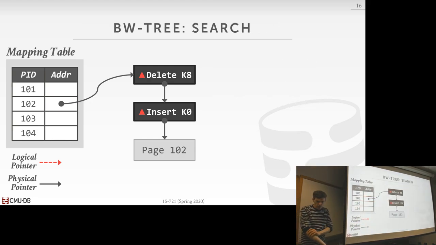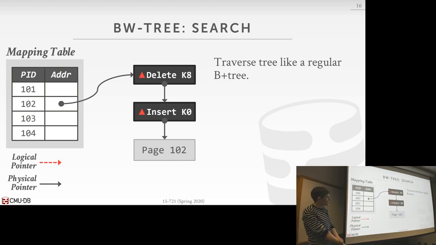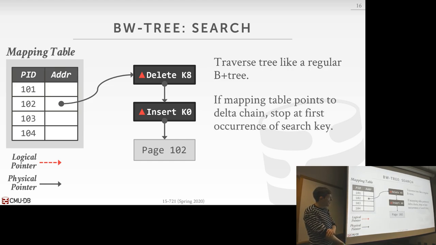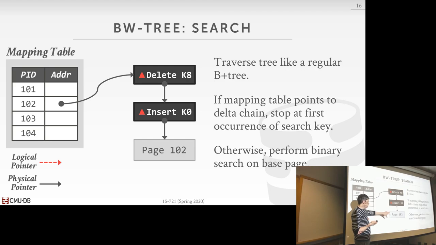So we've already covered this. This is just doing search, like a B plus tree, right? If the thing you're looking for is found in the delta chain, you're done. Otherwise, you just do a search at the bottom.